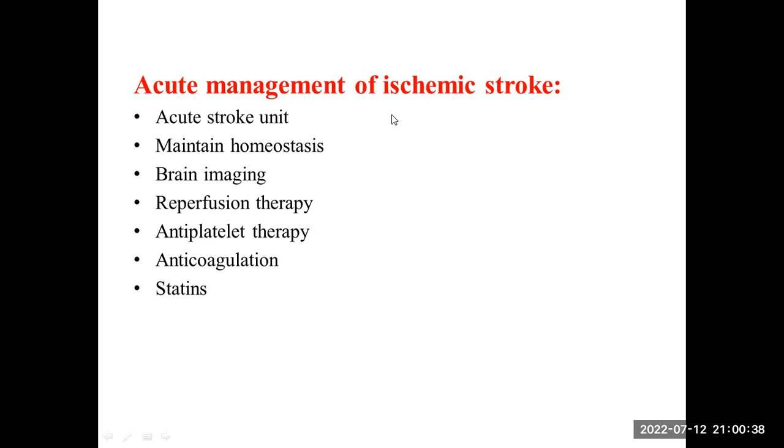Unless you do a brain CT, you cannot tell whether this is ischemic or hemorrhagic stroke. So clinically, you cannot differentiate between the two different types of stroke. So brain imaging, usually the initial brain imaging which should be done in patients with acute ischemic stroke, is non-contrast brain CT, because non-contrast brain CT is widely available and it can be done fast and rapidly.